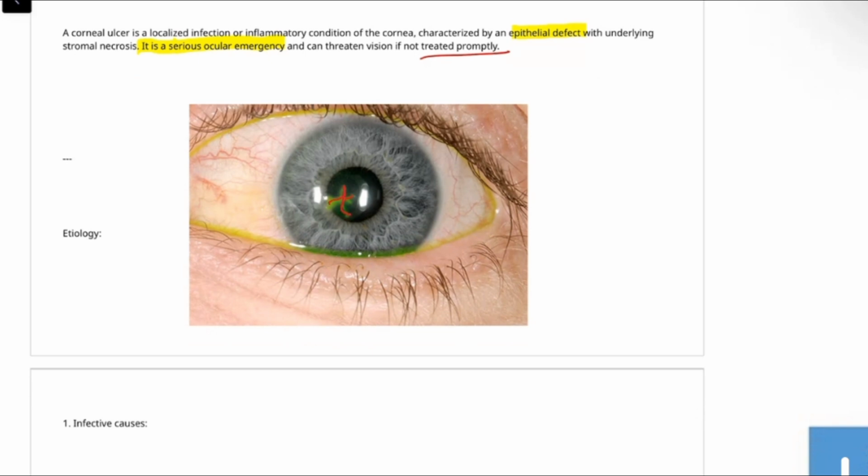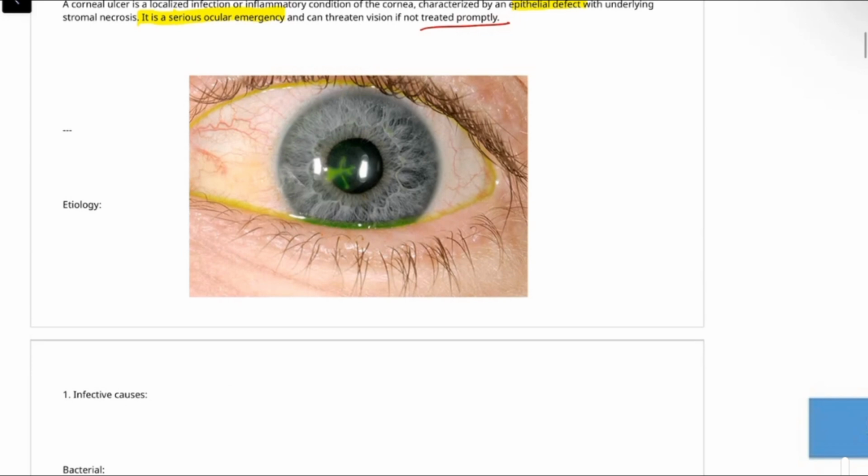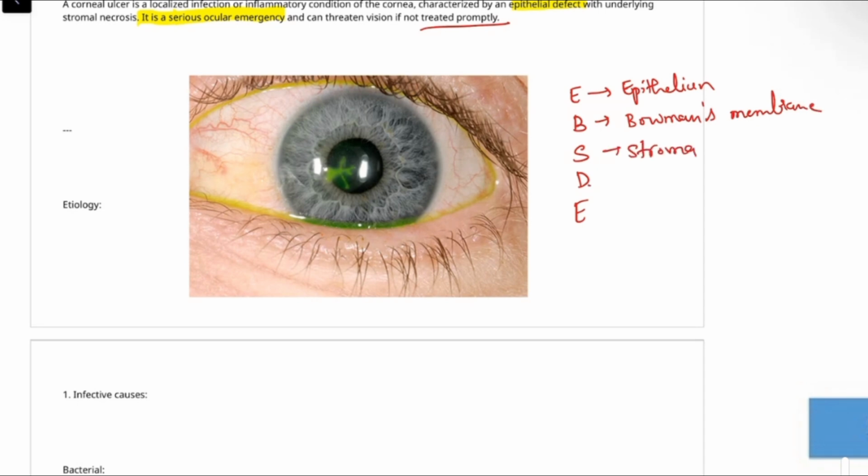This is the cornea, and because of localized infection or inflammation, there's damage to the epithelium of the cornea. Okay, so we have to know the layers of the cornea. It can be remembered by EBSDE. This is epithelium, Bowman's membrane, then comes the stroma, then Descemet's membrane, and the last one being endothelium.